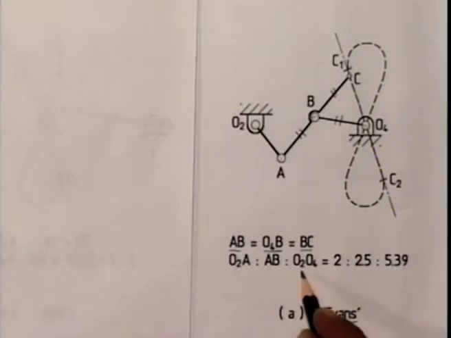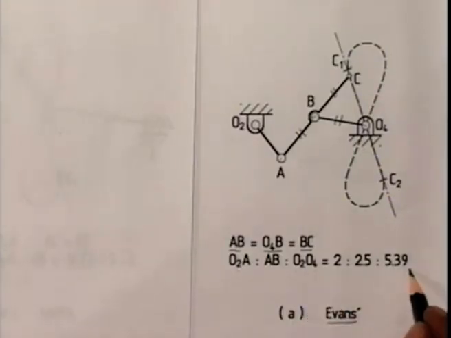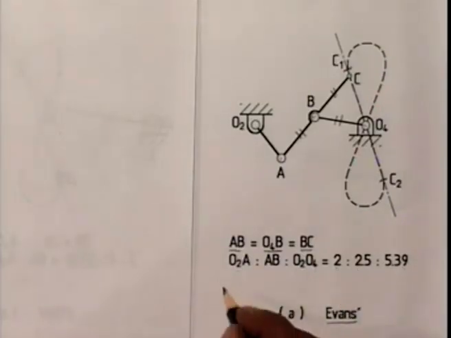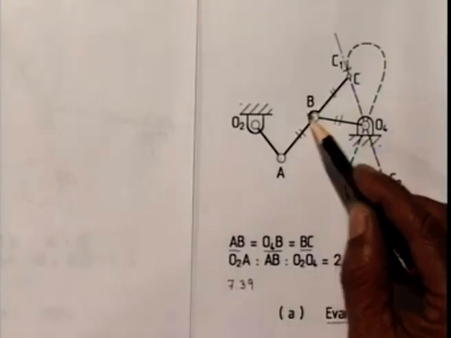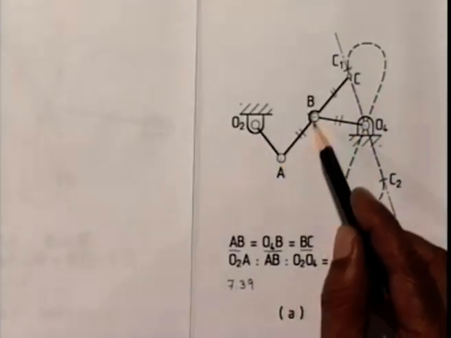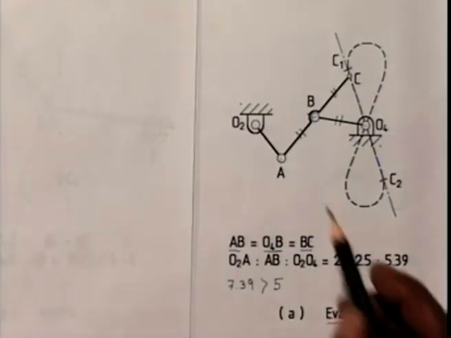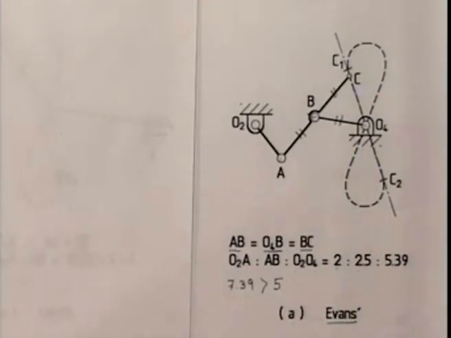Let us see what is the maximum link length, that is O2O4 is 5.39 and the minimum link length is 2. So L min plus L max is 7.39 and AB, which is same as O4B. So L prime plus L double prime is 2 into 2.5, which is 5. That means L min plus L max is greater than L prime plus L double prime. So this is also a non-Grashof linkage, and consequently this mechanism, just like the Watt mechanism, is also a double rocker.